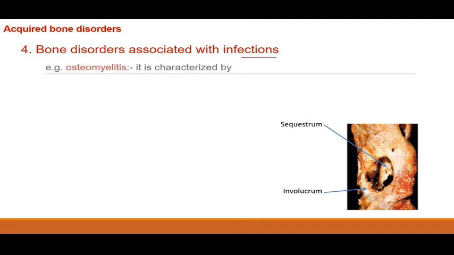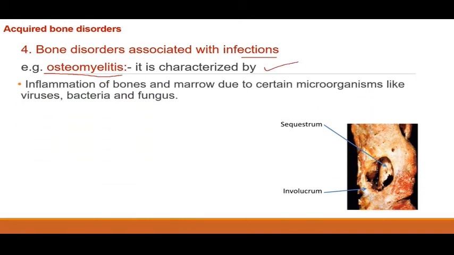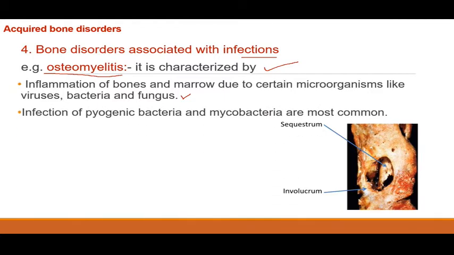Next are the bone disorders associated with infections. For example, osteomyelitis. This disease is characterized by inflammation of bones and marrow due to certain pathogenic microorganisms like viruses, bacteria, and fungi, but infections caused by certain pyogenic bacteria and mycobacteria are the most common. So it is known as pyogenic osteomyelitis.